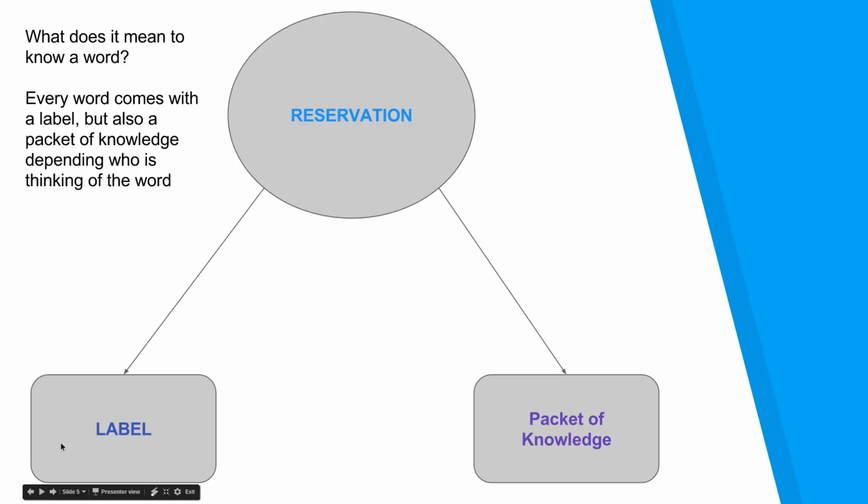Here's a great way of describing it. Every word comes with a label, but also a packet of knowledge depending on who is thinking of the word. Here's the word reservation. The label is what we give the word. The packet of knowledge is the experiences and background the children are coming to us with.